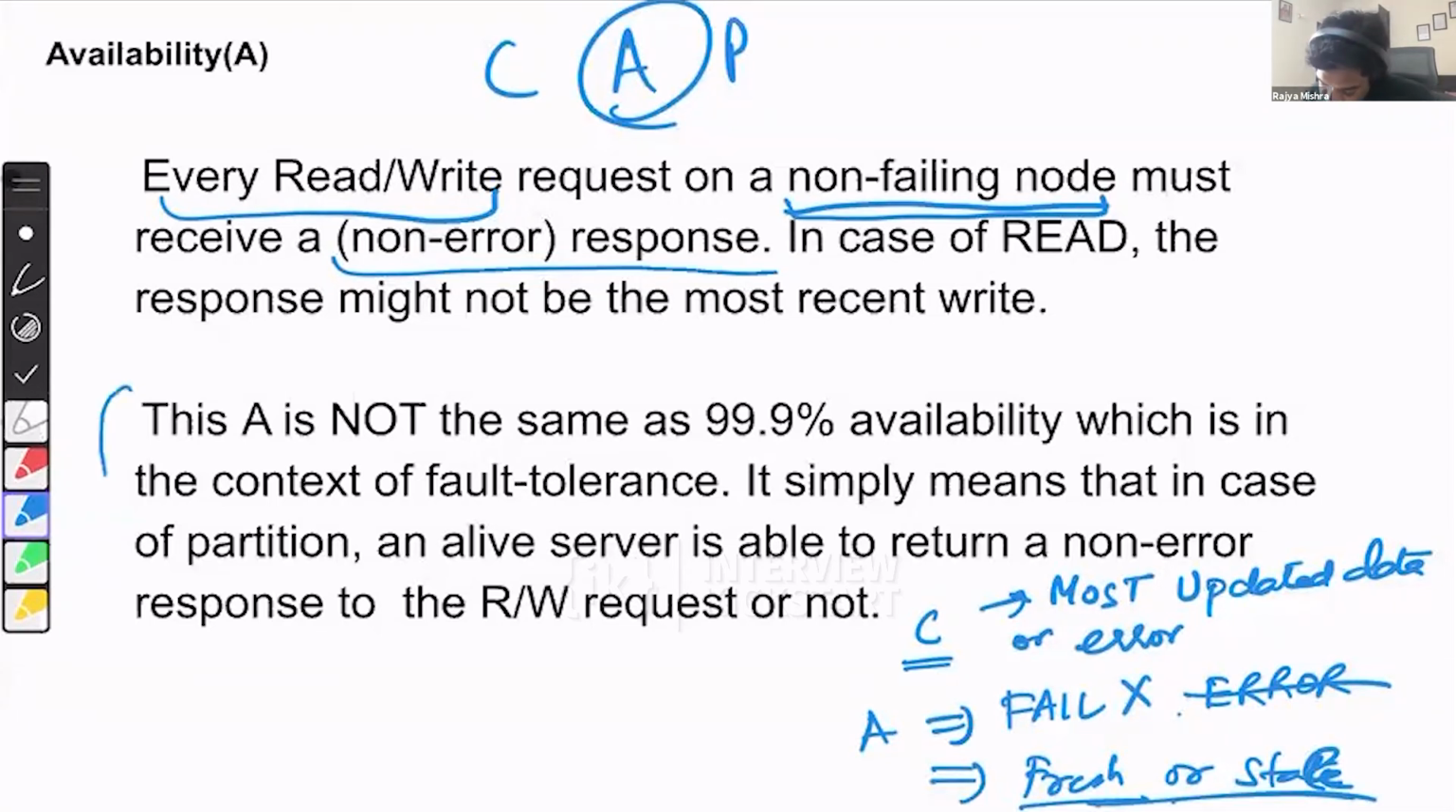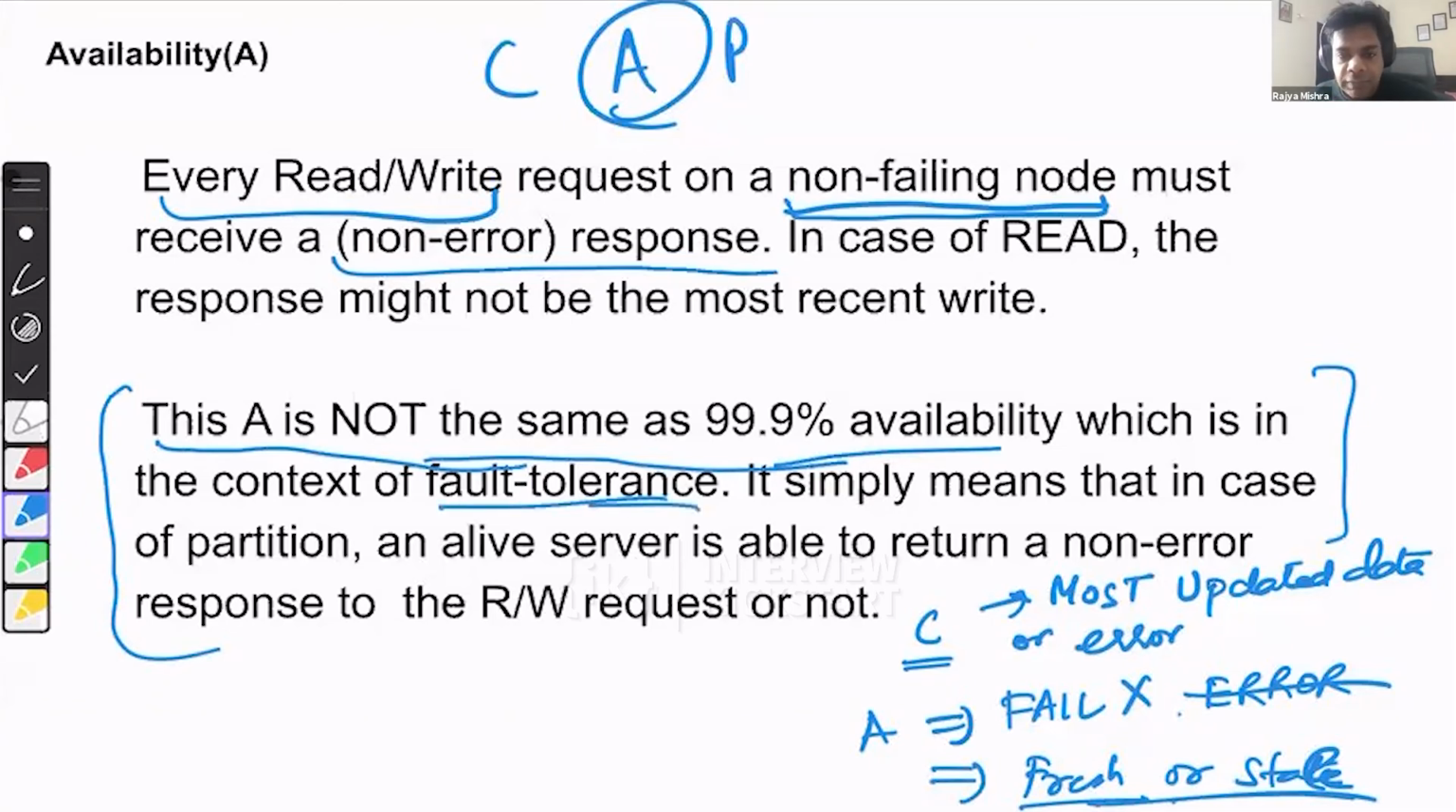Now again, one clarification, which I have seen is most of the time a confusion: this availability is not the same as the two nines, three nines and four nines of availability that we talk about in the context of fault tolerance. This availability is different. It simply means that in case of partition, let's say this is my DB1, this is my DB2, this is my DB3, and there is a network partition. These guys are in sync. Right?